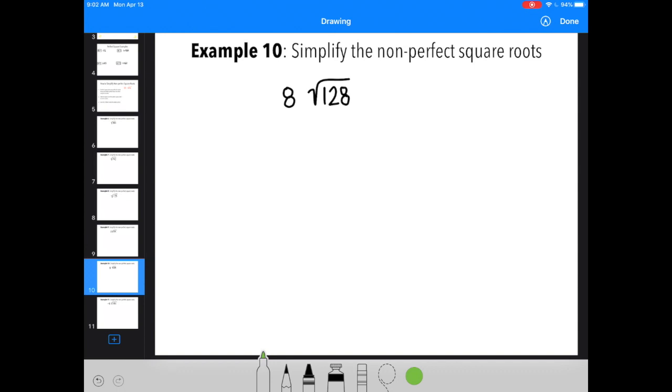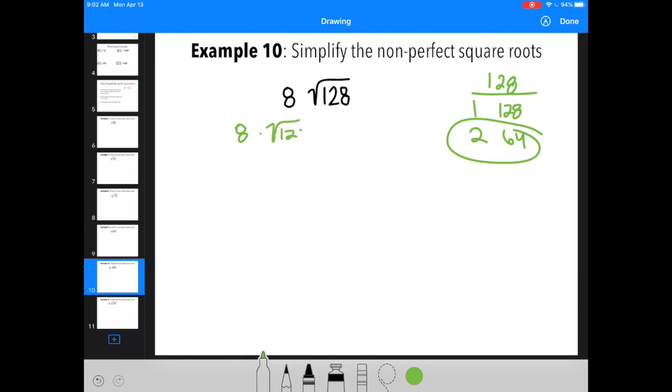I have 8 square root 128. So let's make my list for 128. 1 and 128, 2 and 64. Ding, ding, ding, ding, ding. Square root of 64 simplifies. That's a perfect square. So I'm going to expand this.